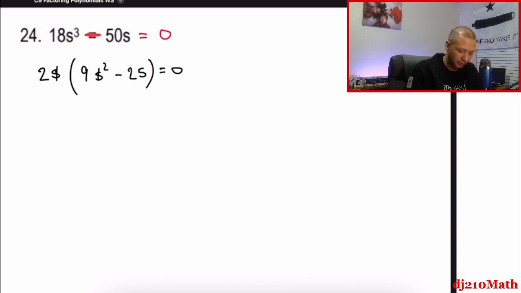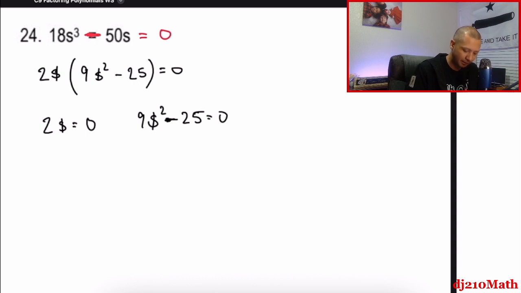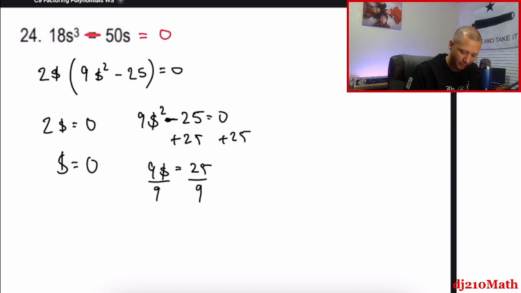Check ourselves real quick. 2 times 9 is 18. 2 times negative 25 is negative 50. So we good. All right. Setting them each equal to 0. Right? 2s is equal to 0. 9s squared minus 25 is equal to 0. So left-hand side, s is going to equal 0. Right-hand side, add 25. So 9s squared is equal to 25. Divide both sides by 9. So s squared is equal to 25 ninths.